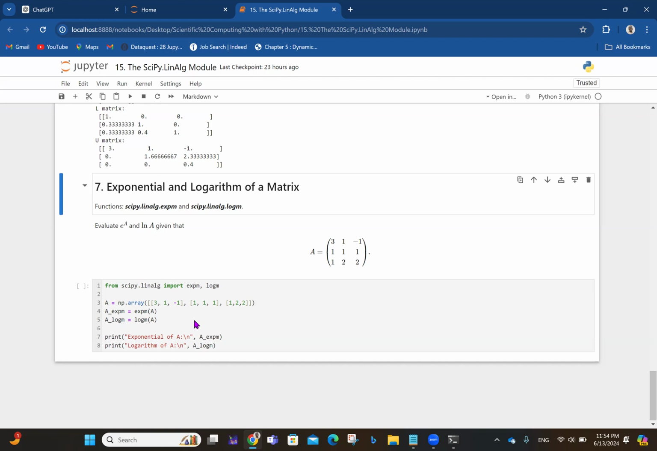So the 7th task is to find the exponential and logarithm of a matrix. You can actually find the exponent of or the logarithm of a matrix. For instance, the functions you need to use in that case will be expm for the exponential of a matrix, and for log, you use logm. For instance, I can tell you to evaluate the exponent of matrix A, or the natural logarithm of matrix A, given that A is the same matrix we've been working with all this while.